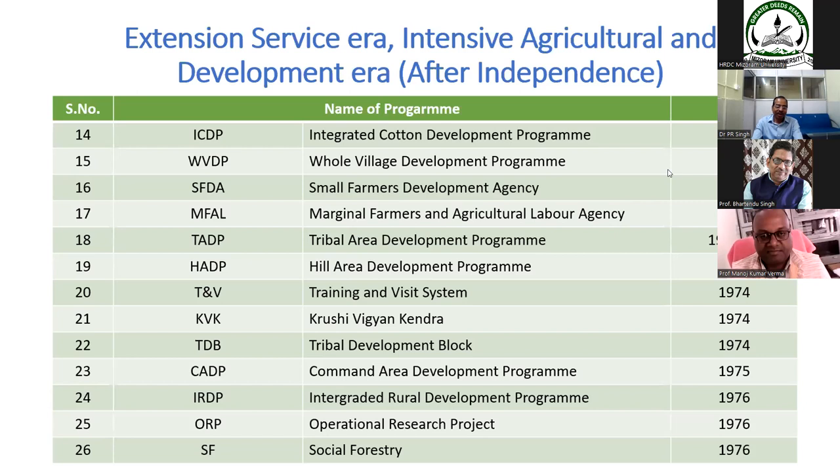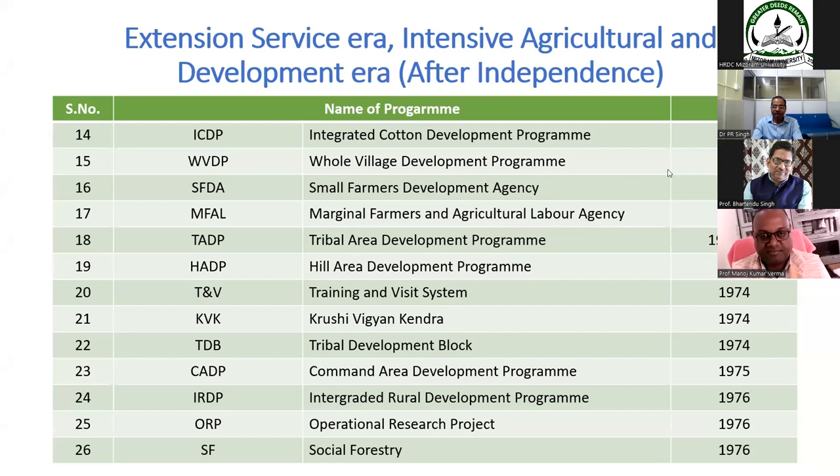So the TADP and HADP are not working on agriculture development; they are related to infrastructure development. But the Marginal Farmers and Agriculture Labour Agencies concentrate on providing credit to marginal farmers in the form of goods or in the form of money. Just like the Small Farmers Development Agency, they are doing a similar job. They are strengthening these farmers economically by the support of finance and commodities for increasing crop production in a particular region or area.